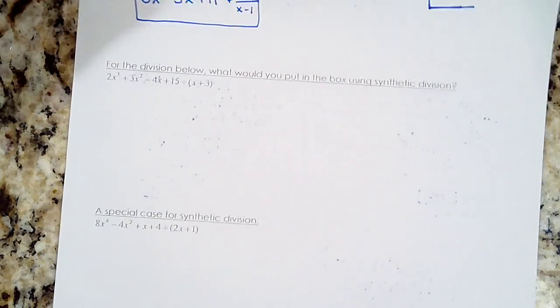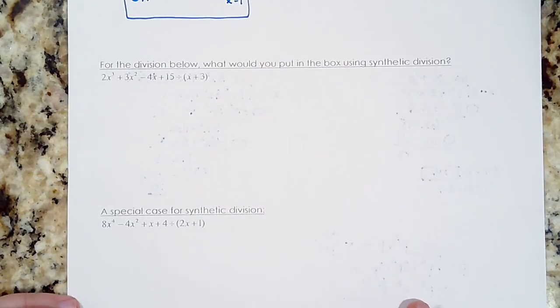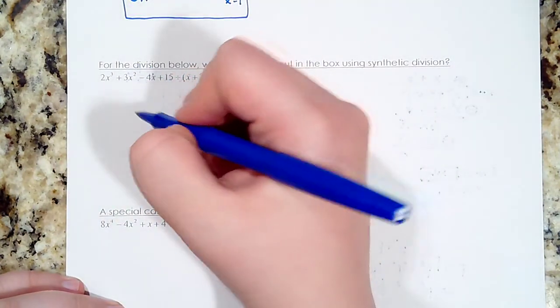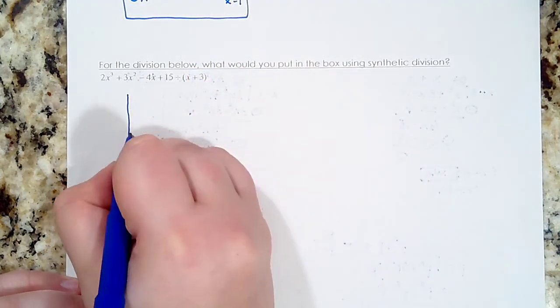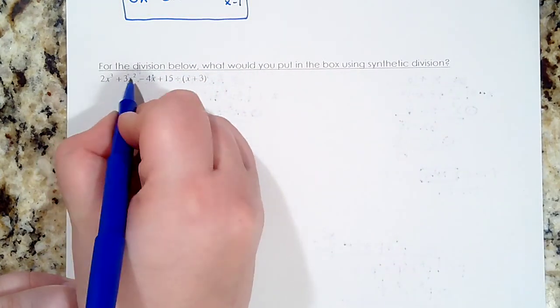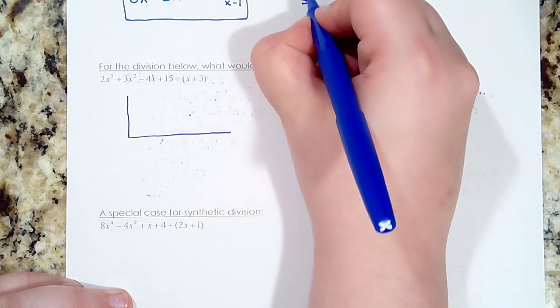So let's see another one. For the division below, what would you put in the box to do synthetic division? Well, I'm still going to set it up the same way. I create my upside down division. I have to have these each in order. In fact, I'm going to put that as a third step here.